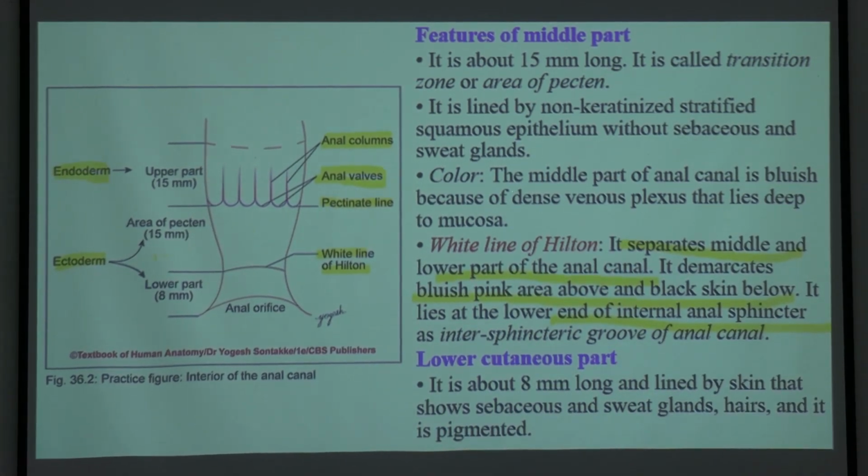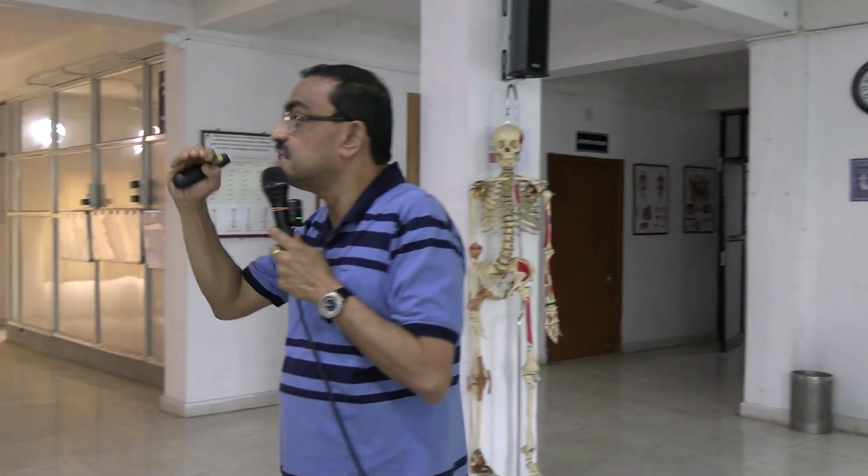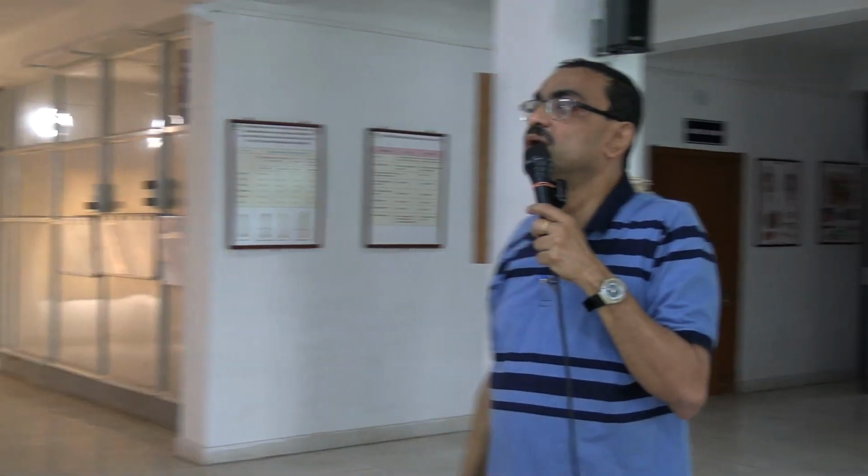So again, this pectinate line is called the watershed line, because the area above the pectinate line develops from endoderm and the area below this pectinate line develops from ectoderm. So there is a connection between ectoderm and the endodermal cloaca.